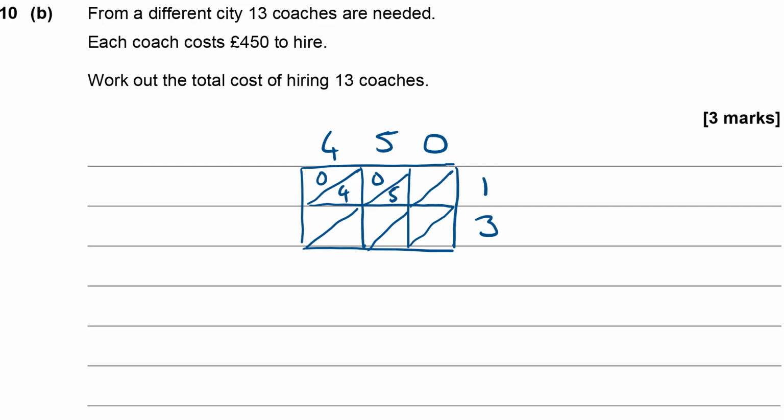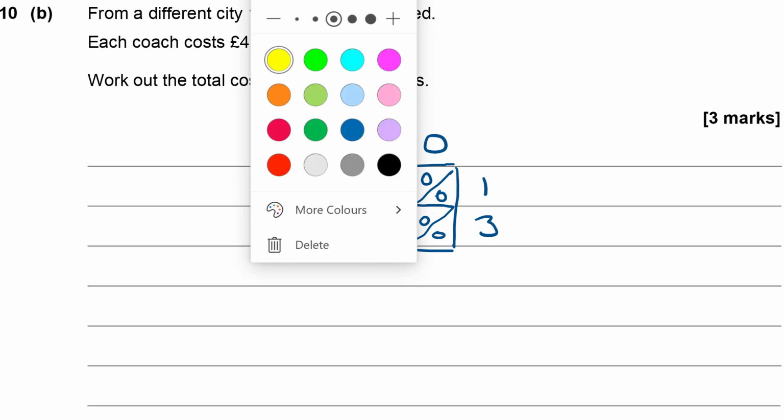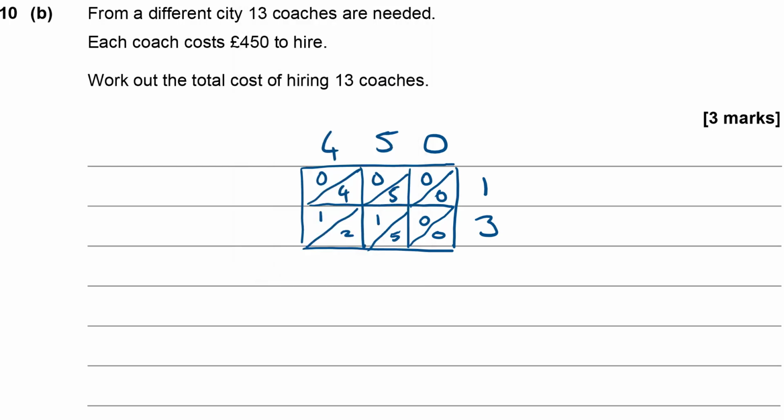0 times 1 is 0, so that's 0, 0. 0 times 3 is 0, 0, 0. 5 times 3 is 15, so that's 1 there, 5 there. And 4 times 3 is 12, so that's 1 there and 2 there. And then with Napier's bones, I add up along the diagonals. So I've got 1, 2, 3, 4, 5 diagonals to add up along.